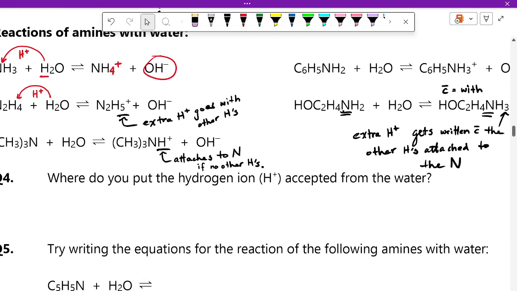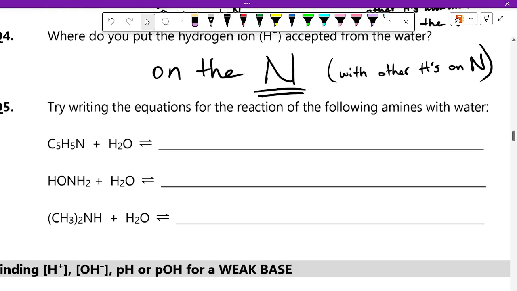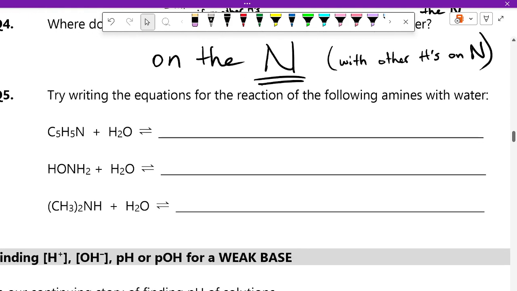Where do you put the hydrogen ion accepted from the water? You put it on the nitrogen. Okay, basically it goes on the N. So try writing the equations for the reactions of these following amines with water.